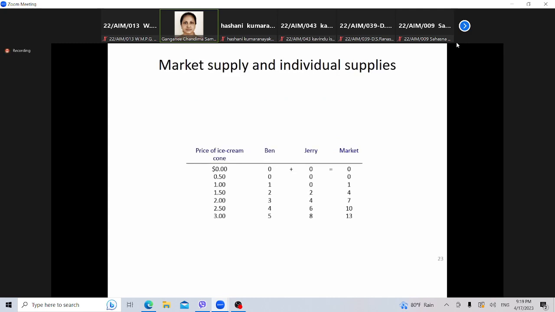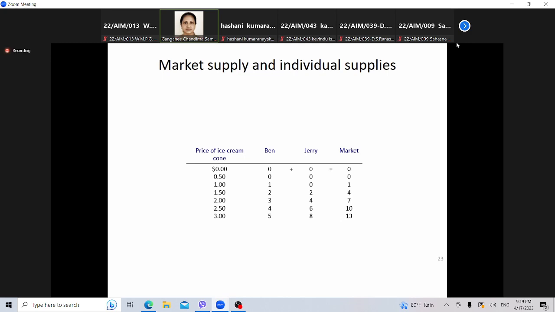Then if we consider the market supply and individual supplies, here you can see two people, Ben and Jerry. Price of ice cream cones are there. Let's say these are the two producers, Ben and Jerry. So the market supply is the combination of these two products. We are assuming only two producers are there. If there are a million producers, millions of supply curves should be added.